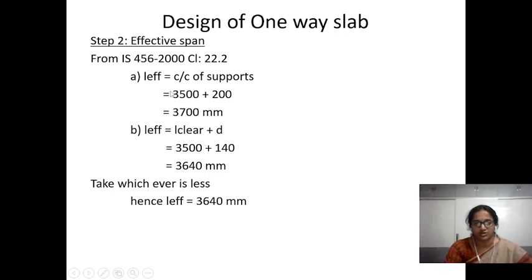As in the problem, it has been given as the clear dimensions. So now we have to calculate the effective span. It is also taken from IS 456 2000 clause number 22.2. The effective span is given in two formulas: L effective is equal to center to center of supports, and L effective is equal to L clear plus D. With this I have calculated the effective lengths as 3700 and 3640. We have to take whichever is less, hence the effective length will be 3640 mm.